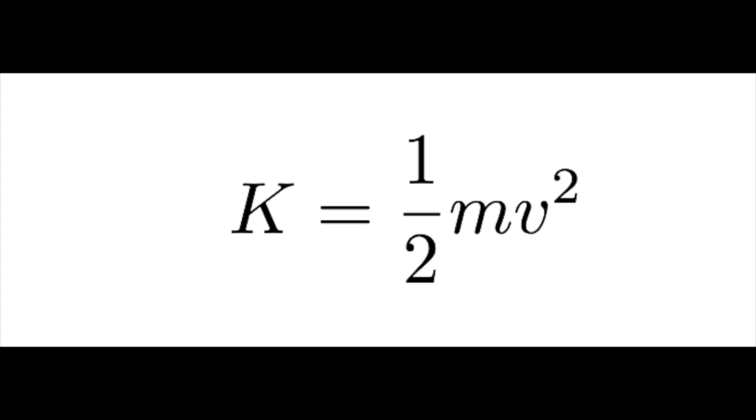The equation to calculate kinetic energy is K equals 1/2 mv squared, where m is the mass of the object, v is the velocity of the object, and K is the kinetic energy. Once again, remember to add up your total kinetic energies when calculating the individual energies of each cart.